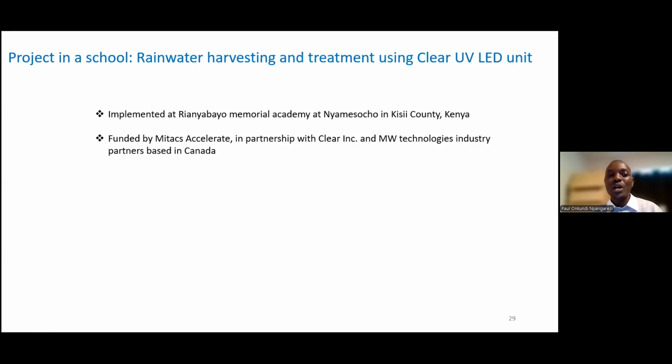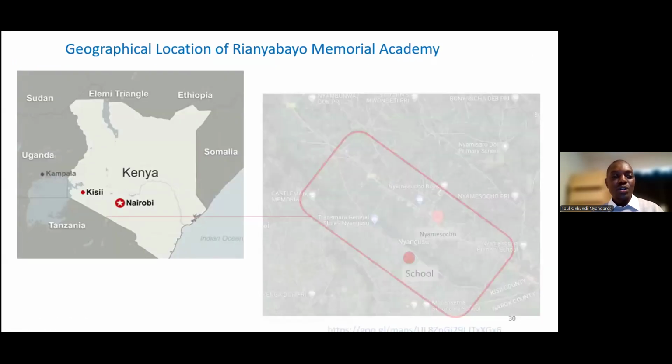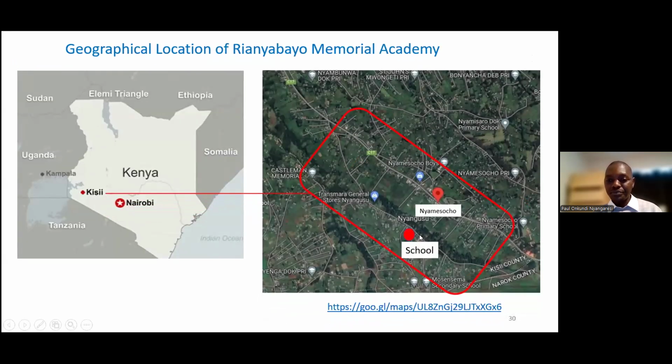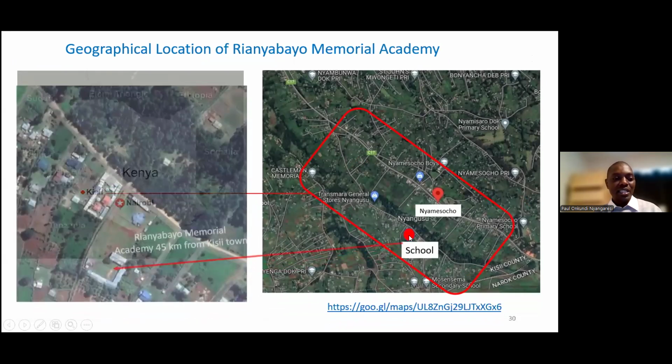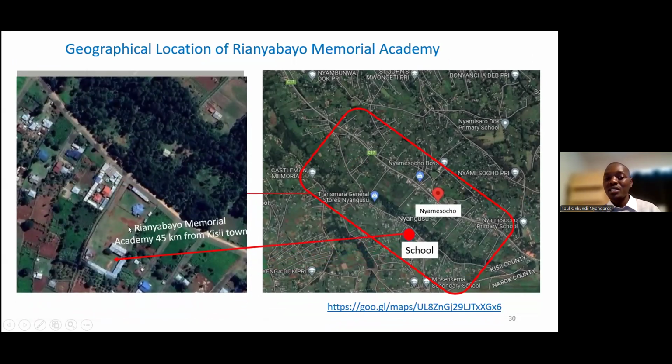That brought us to another system, which we started a project on. This project was in a school, and it was also rain harvesting and treatment using a UV system. It was implemented in a school called Genyabayo, funded by MyTax here in Canada. It was in collaboration with two companies, MW Technologies and Clear, together with my supervisor, Dr. Sarah Beck. This is where the school is. This is the school location, you can see the school on that slide.